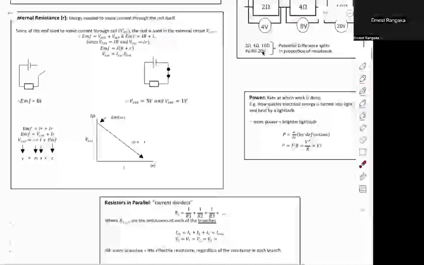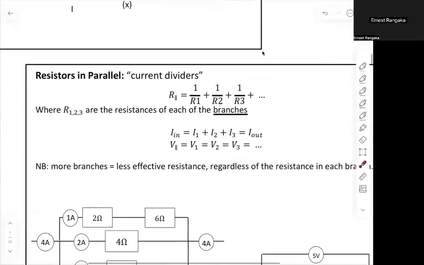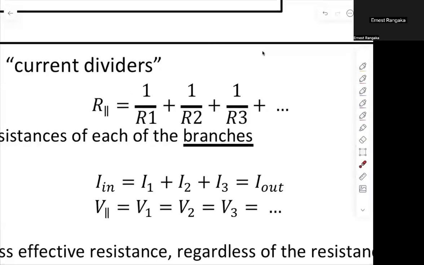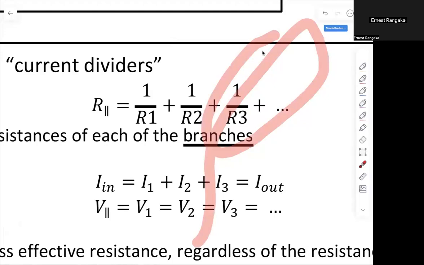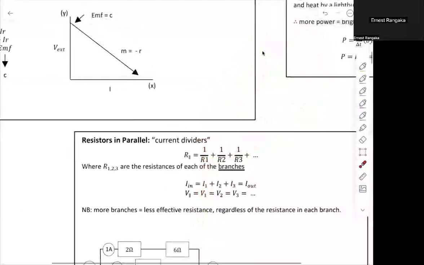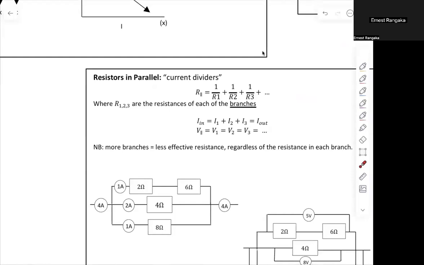In parallel, let me quickly go down there. Resistors in parallel, we normally refer to these as our current dividers, right? Now, how do we add resistors in parallel? We're going to use this formula right here. R parallel is equal to 1 over R1 plus 1 over R2 plus 1 over R3. That's when we've got resistors that are in parallel. And in that case, we need to say that 1 over R parallel is equal to 1 over R1, 1 over R2, 1 over R3.